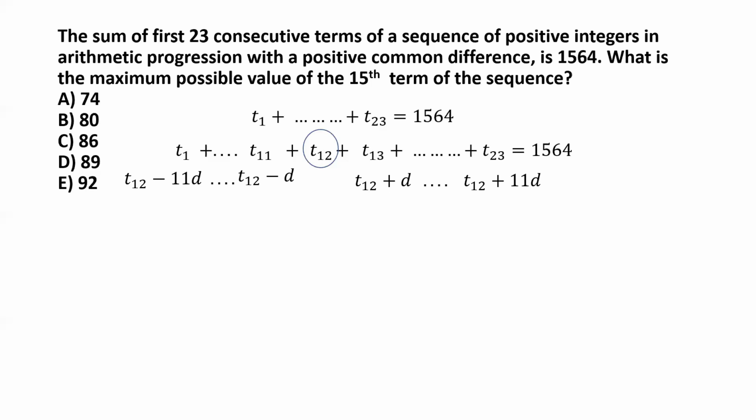So when you sum these terms up, the terms involving D, the common difference, get cancelled out because of the symmetry. What you're left with is simply 23 times the central term, T12, and that's given as 1564. From this, it's pretty simple to calculate the 12th term. T12 will be 1564 divided by 23, and that comes to 68.